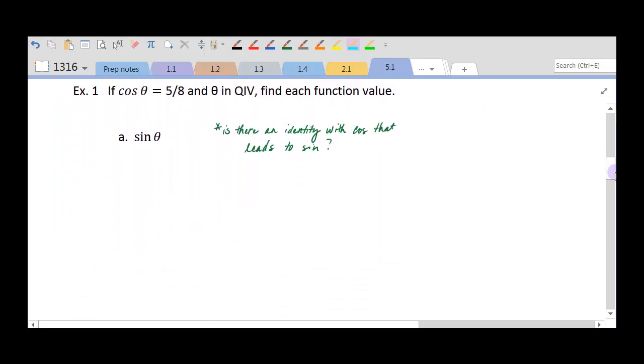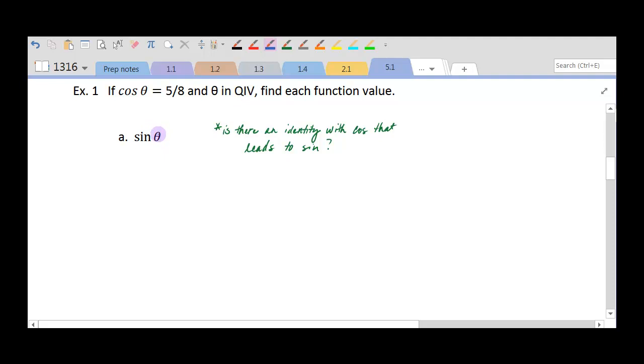Now let's try to use these identities in an example. In this first example, I want to find each of the function values that you'll see throughout, and I want to find those function values using only the identities that we've been discussing. So if cosine theta is equal to 5/8 and I know that theta is in quadrant 4, I want to know what sine theta is.